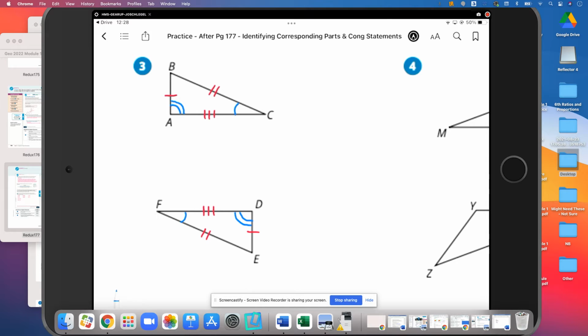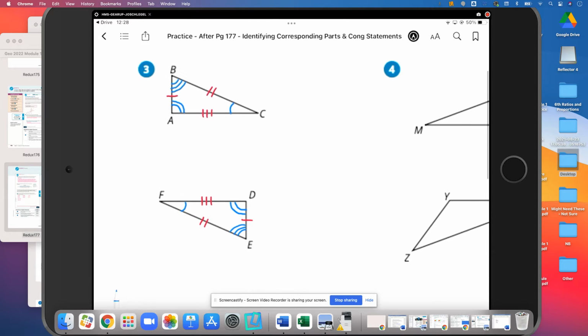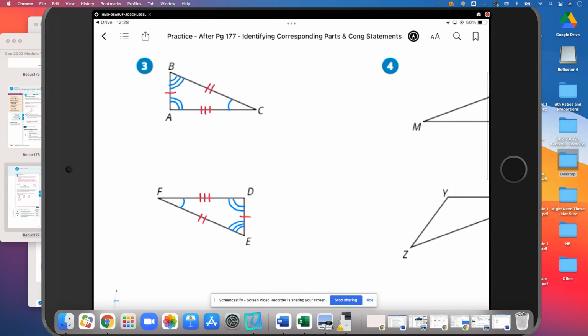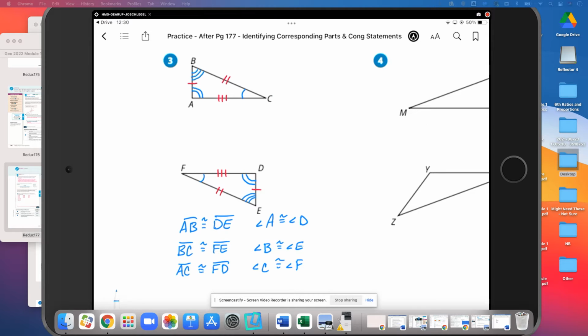So angle A corresponds to angle D. And then lastly, angle B would need 3 marks because it is the third angle, and that corresponds to angle E. We are also asked to make congruence statements about this. I'm going to pause the video while I make those congruent statements, and I'll be back with them completed. So everyone, I'm back. I have made congruent statements.